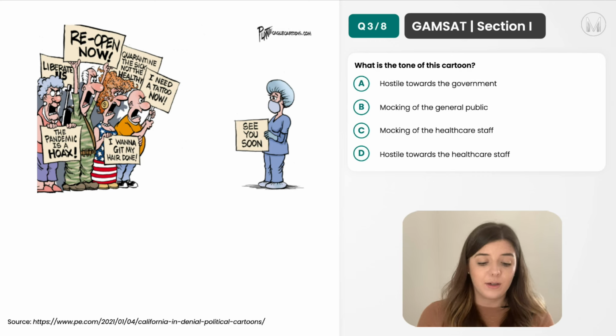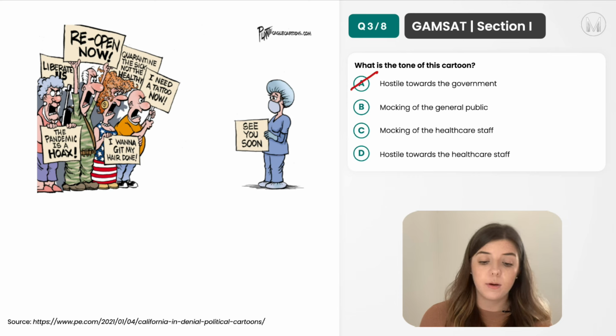So whilst the tone of these characters may be interpreted as hostile towards the government, we need to take into account the whole cartoon. And if we incorporate the healthcare worker as well, it's definitely not hostility towards the government. This is simply to do with how, if we did reopen, it would result in more hospital admissions. So we can rule out option A.